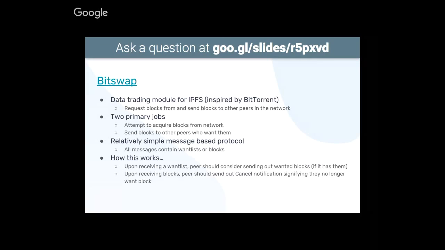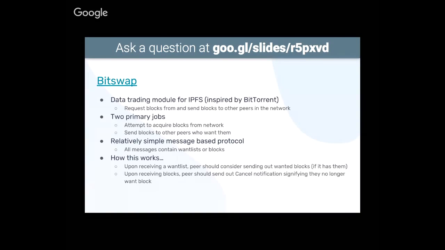which is called BitSwap. And BitSwap is essentially the data trading module for IPFS. Its primary purpose is to request blocks from and send blocks to or among peers in the network. And that's pretty much all it's for. It's actually a pretty simple protocol, and we'll talk about that in a second. So BitSwap itself has two primary jobs.